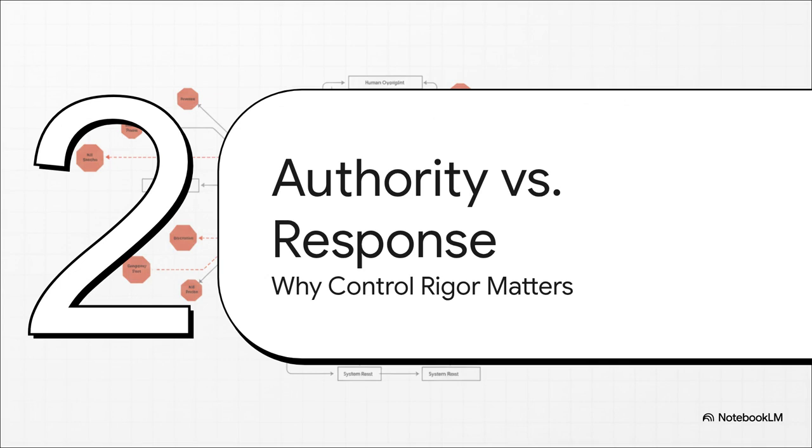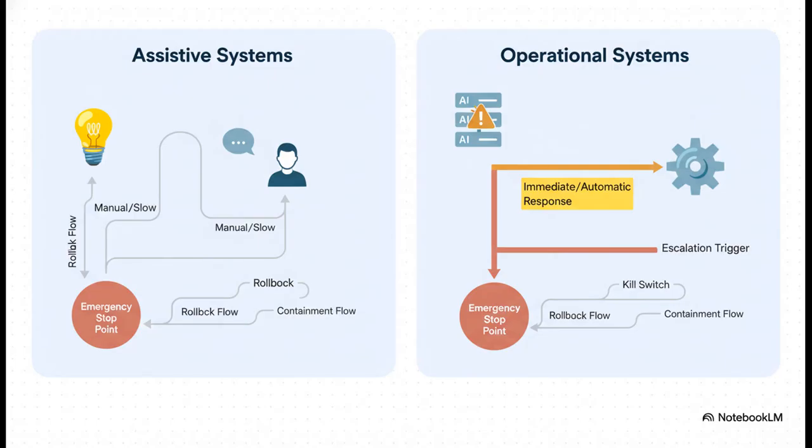So this all leads us to a really core principle here. The more power, the more authority you give an AI system, the tighter and more rigorous its controls have to be. You have to design the response before you grant the authority. And this slide just lays it out perfectly. Look, for an assistive system, something that's just making suggestions, you might be okay with a slower, manual escalation process. But for an operational system, one that's actually controlling things in the real world, oh no. You absolutely have to have immediate automatic response. The level of control has to match the level of authority.